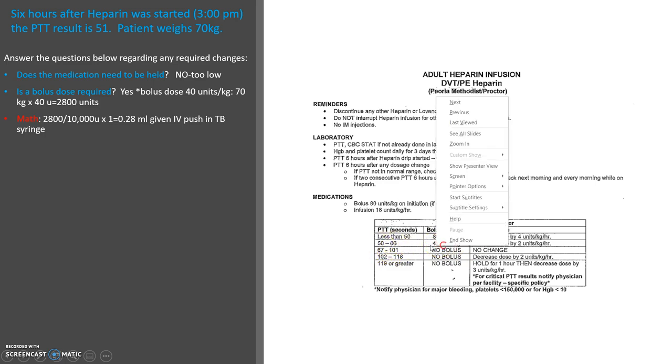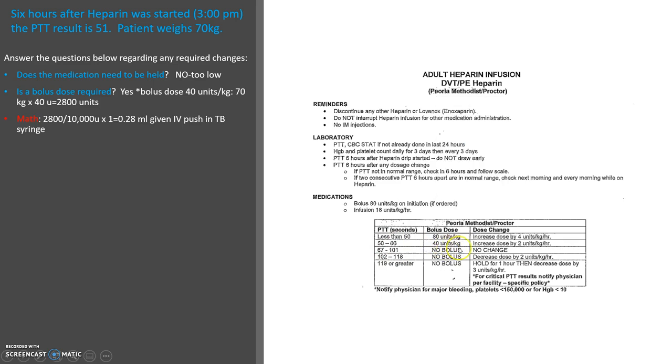We have to give them another bolus dose of 40 units per kilogram. Additionally, we're going to need to increase our pump rate by 2 units per kilogram per hour. So don't make the mistake of just increasing your pump by 2 cc's an hour. You always have got to factor in the patient's kilograms, and we're going to do that.